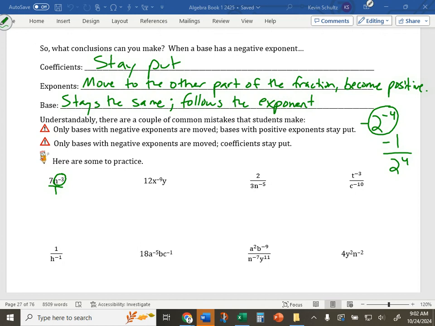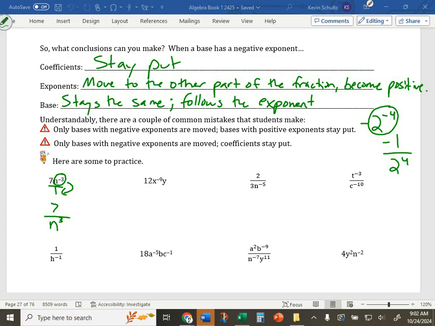But this n to the -3rd gets moved down to the denominator. The 7 stays put, the 7's still up top. The base doesn't change, it's still n. The exponent becomes positive. So 7n to the -3rd is the same thing as 7 over n to the +3rd. The 7 didn't change, it did not move, the n moved, wasn't changed, the base stays the same. The -3 becomes a positive power because now it's happy. It wasn't happy in the numerator, we moved it, and now it is. Okay? Simple enough, right?